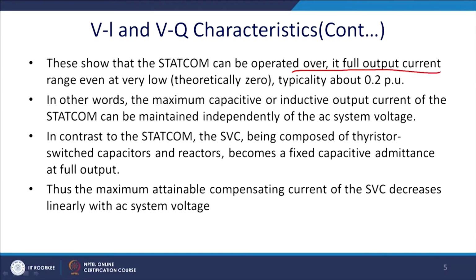So, what can we conclude? This shows that STATCOM can be operated over the full output current range at a very low voltage. Theoretically it is 0, but typically it is about 0.2 per unit of the voltage. So, it can compensate the reactive power when a voltage sag has occurred. On the other hand, the maximum capacity of the inductive output current of the STATCOM can be maintained independently of the system voltage. That is the biggest advantage of the STATCOM.